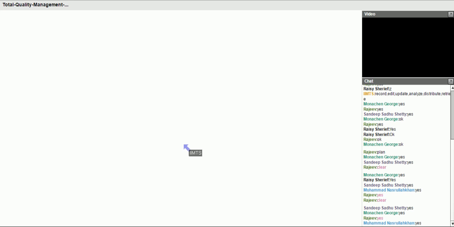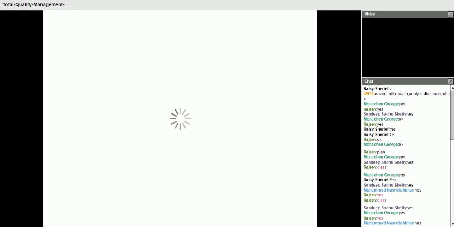Then customer focus on fitness for use. Design quality is specific characteristics of a product that determine its value in the marketplace. Conformance quality, that means the degree to which a product meets its design specifications. So these are the elements of total quality management.